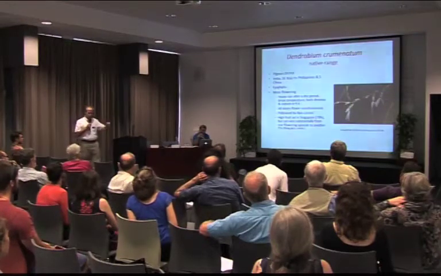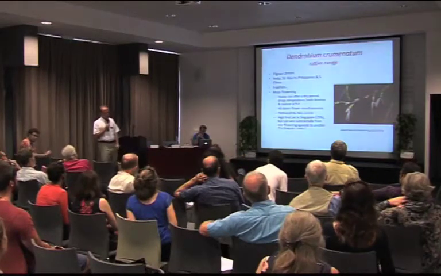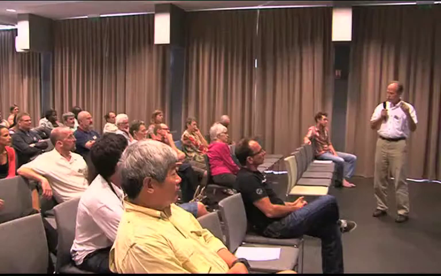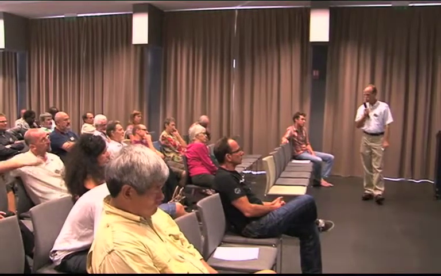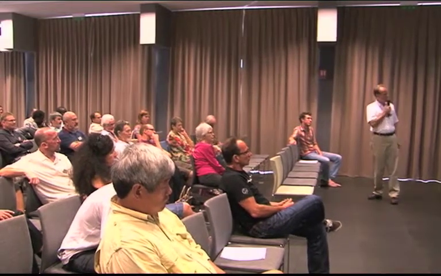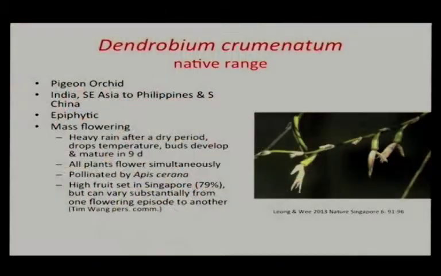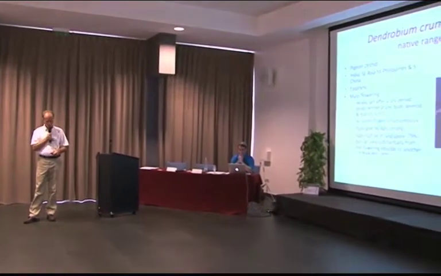Anyway, all plants in the neighborhood will flower simultaneously, and in their native habitat, they are pollinated by Apis cerana. And Apis cerana is pretty much like Apis mellifera, just a slightly smaller bee. And then there's a recent report that says that fruit set in Singapore is like 79%. And I go, holy smokes. But then I talked to Tim about this, and he says, well, it depends on which flowering episode. Sometimes there's not much fruit set going on. So there's a lot of variation in that apparently, but it can be very high.